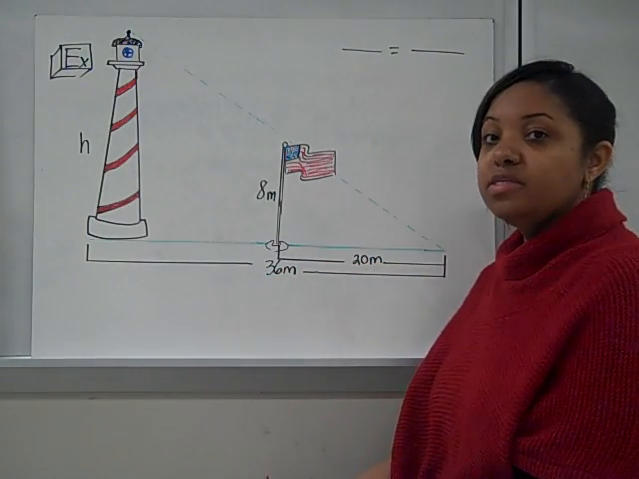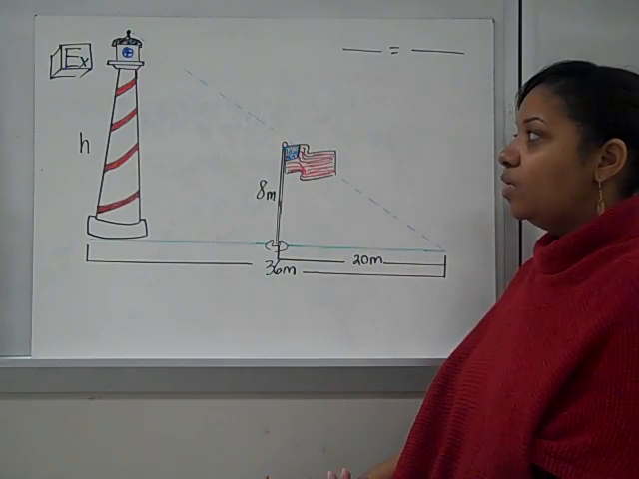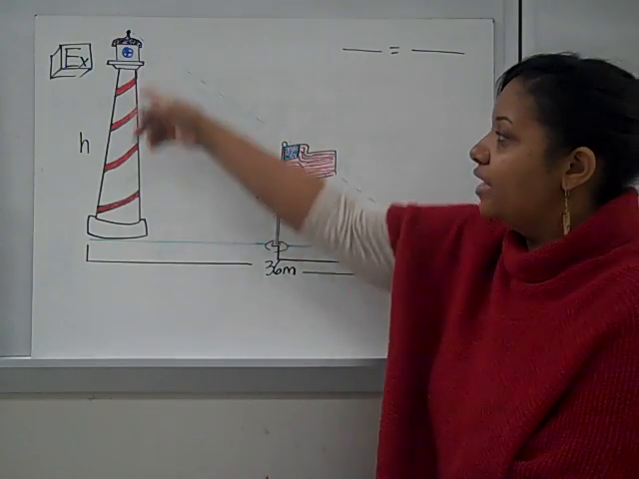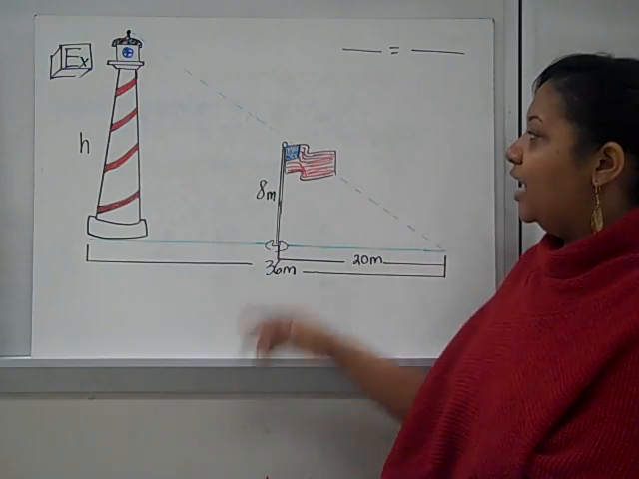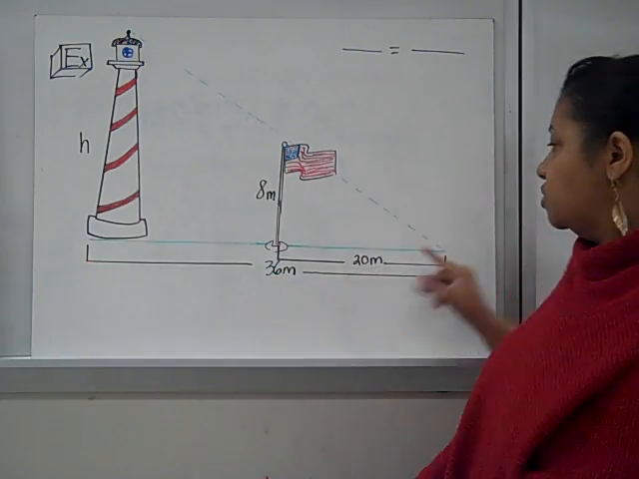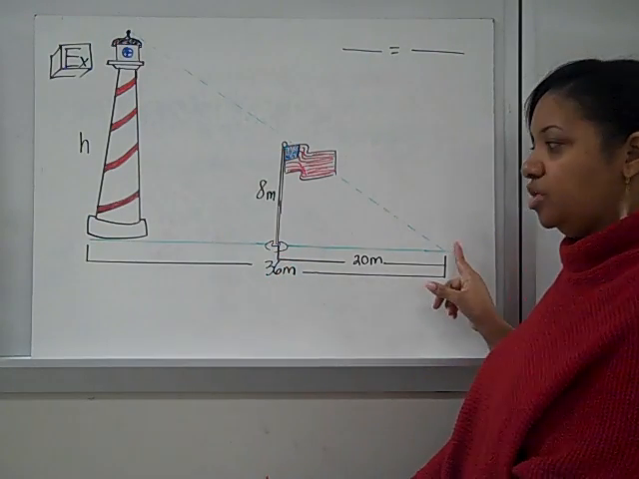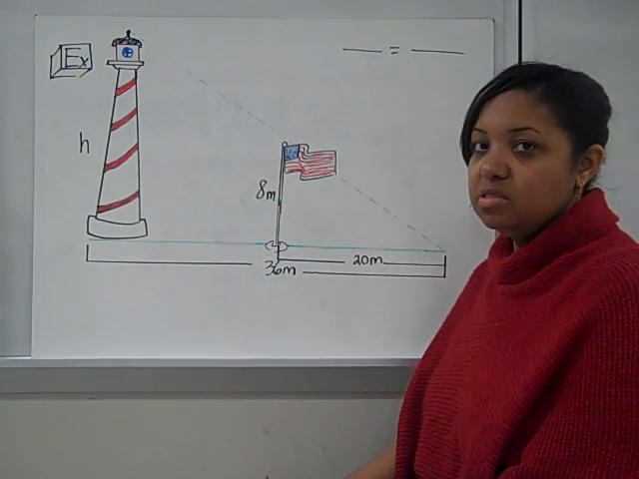Okay, this one is the same type of problem, however, one is overlapping. So you have the lighthouse, and we're going to try to find the height of that lighthouse. We have the height of this flag, and we have the distance from the lighthouse to this end point here, and the distance from the flagpole to the end point here. I want to know how tall that lighthouse is.